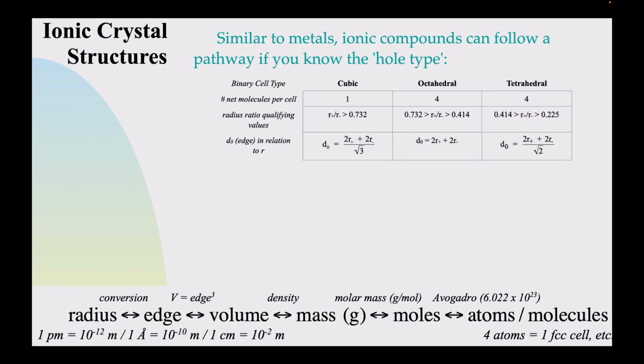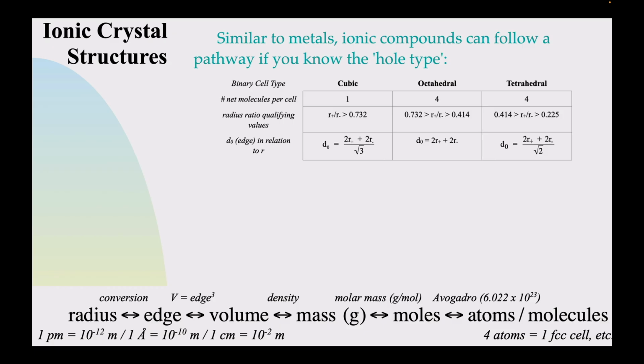So if you have a problem on an ionic crystal structure, you can use the same kind of pattern we did before when it came to the metals. In the metals, we could take the radius and somehow convert it to the edge, and edge cubed was volume, and density allowed you to find the mass, and molar mass allowed you to find the moles, and moles finally, with Avogadro's number, we could find the atoms or molecules.